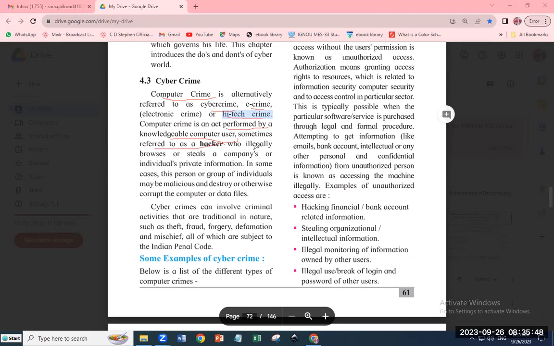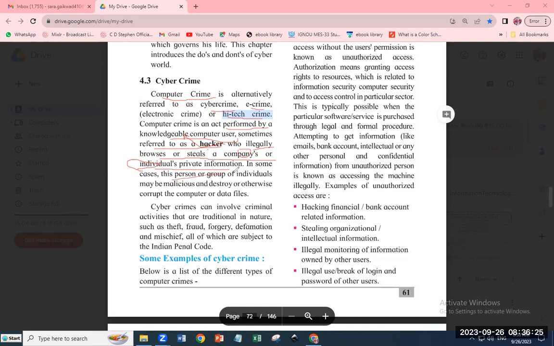What does this hacker do? He illegally browses or steals a company's or individual's private information. He steals certain legal things, certain company profiles, certain company documents, or he can also hack your personal account. So he is a hacker, right? He is well versed in using computers and knowing what to do to crack the programs.